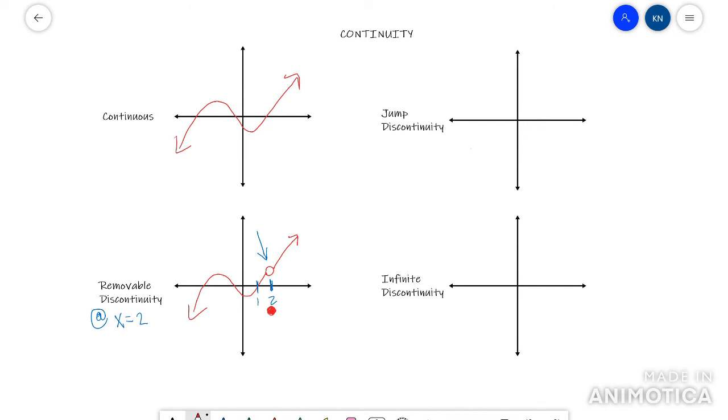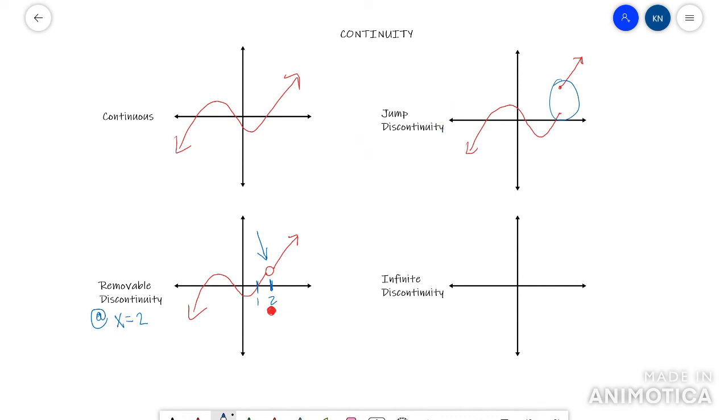It's exactly what it sounds like. So you have your line, and then it's going to have a jump. It's going to stop, and then it's going to jump and keep going. This jump right here is a jump discontinuity.